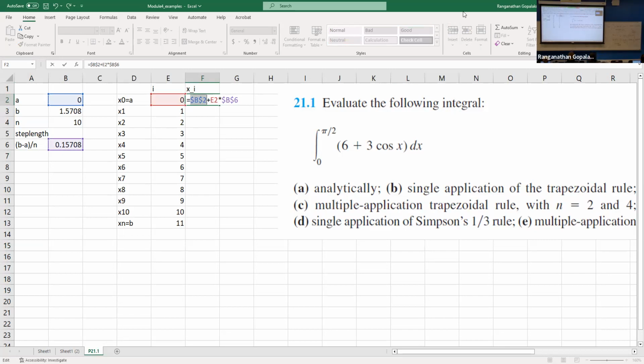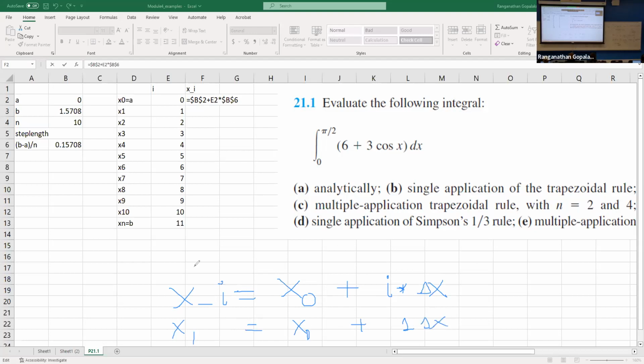So I'll write it here. Xi equal to x naught plus i times delta x. If you put i equal to 0, you just get x0 equal to x0. So that makes sense. X1 will be x naught plus 1 times delta x. X2 will be x naught plus 2 times delta x, and so on. So you can see where this is going. This Excel file, I keep posting it to the class website. So hopefully you will see it more leisurely later as well.